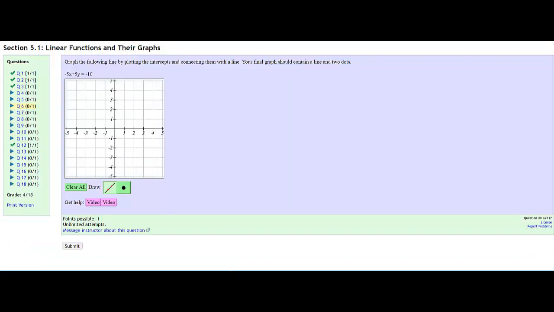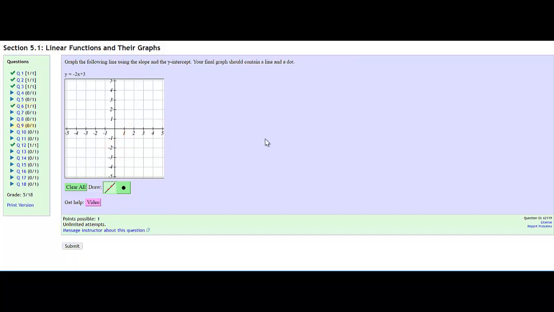So the first one was x being 0. And oh, look at this. I forgot to start with the dot. Let's do the dot first. When x is equal to 0, y is equal to negative 2. And when y is equal to 0, x is equal to positive 2. So I've first done my dots, and now I'm going to draw the line. So I clicked on the line, and I'm going to click on my first dot, and then click on my second dot, and then I'm going to submit.